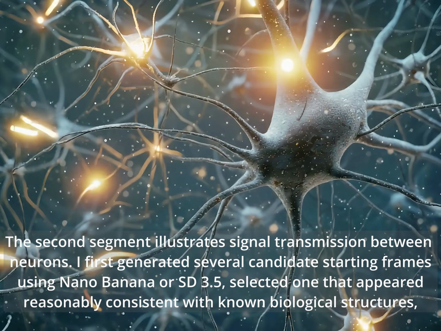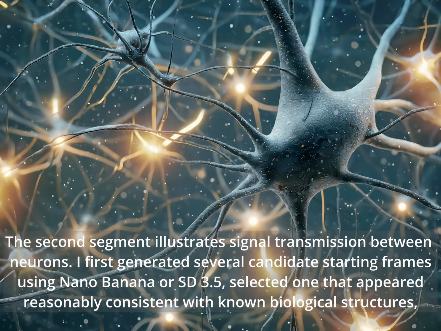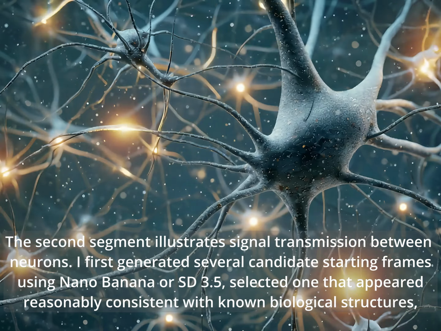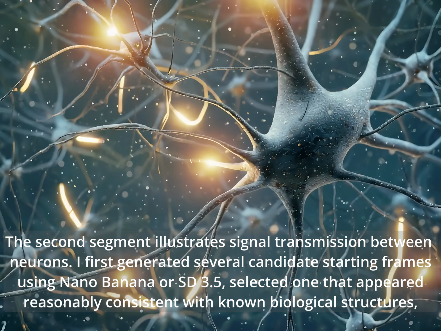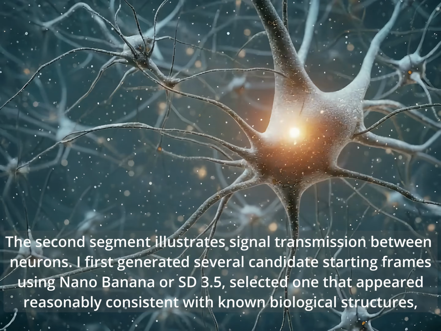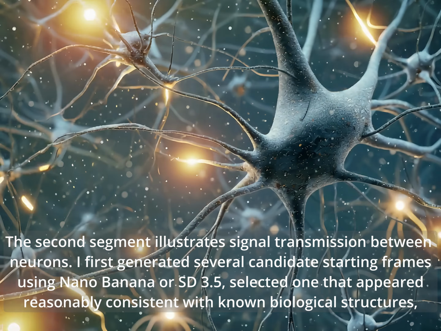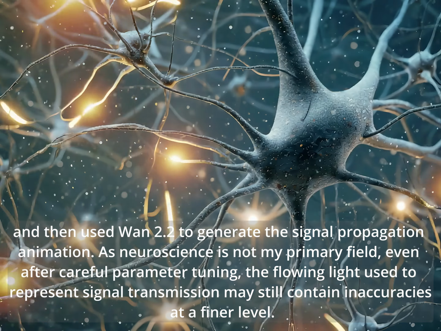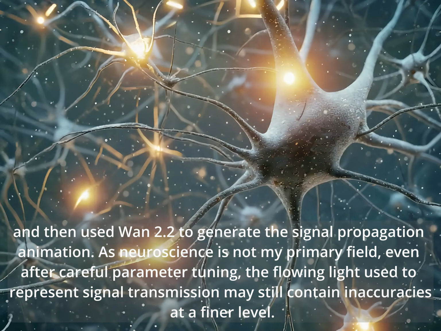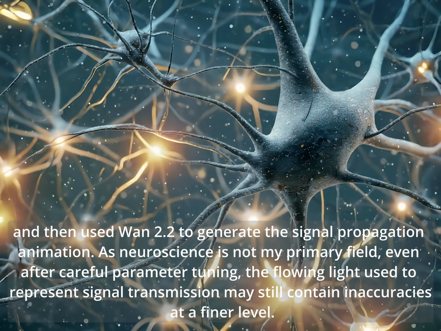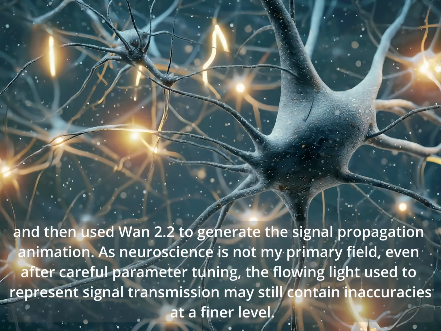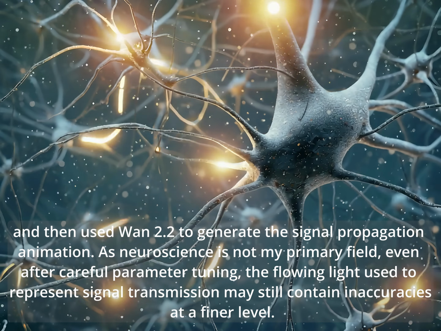The second segment illustrates signal transmission between neurons. I first generated several candidate starting frames using NanoBanana or SD 3.5, selected one that appeared reasonably consistent with known biological structures, and then used WAN 2.2 to generate the signal propagation animation. As neuroscience is not my primary field, even after careful parameter tuning, the flowing light used to represent signal transmission may still contain inaccuracies at a finer level.